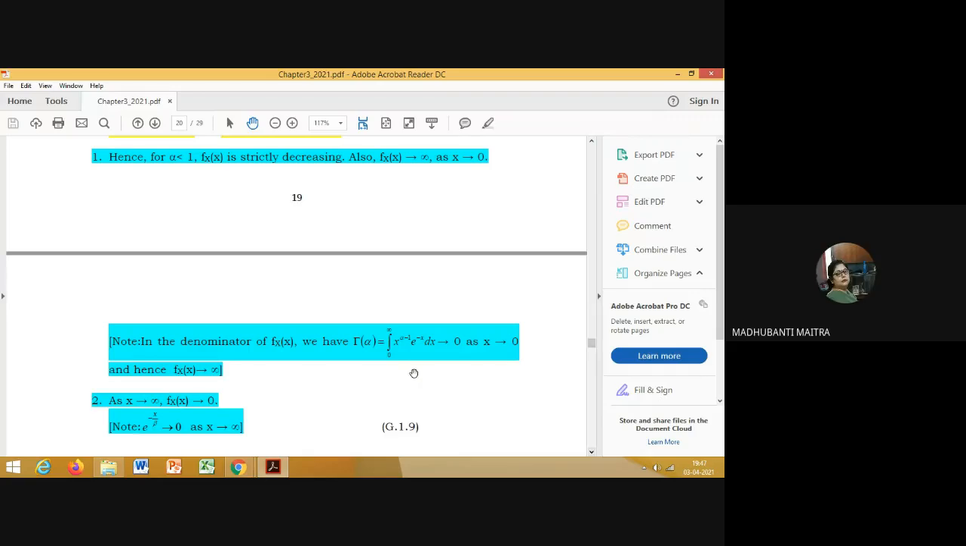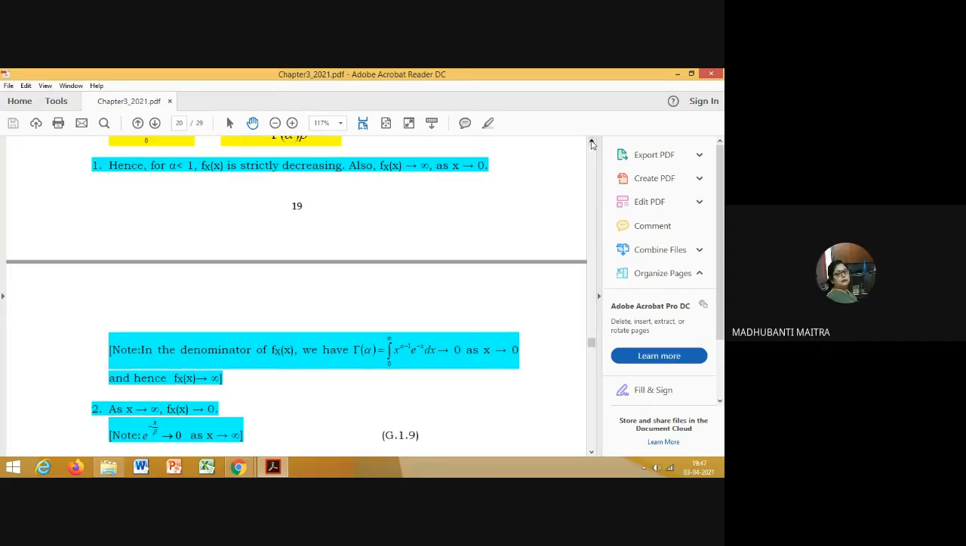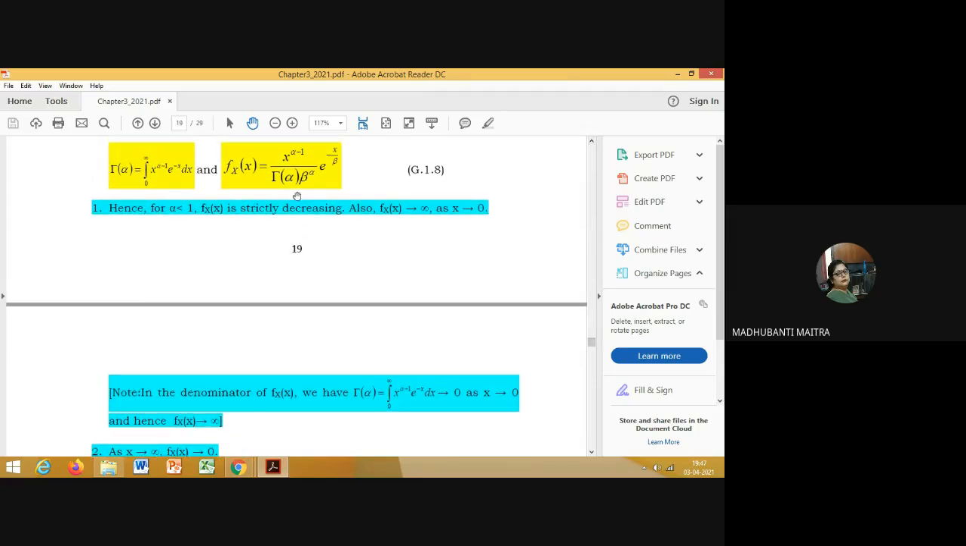Anyway, please check whether this particular condition will hold or not. Yes, ma'am, it will hold. So if this condition is satisfied, then the denominator of this expression will tend towards 0, and hence this f(x) will tend towards infinity.